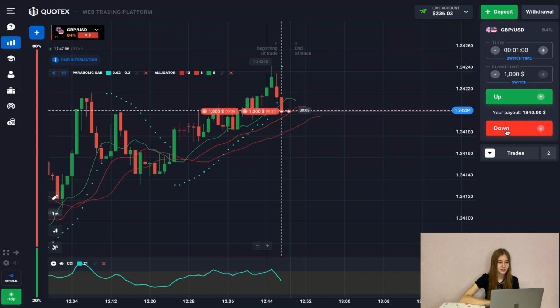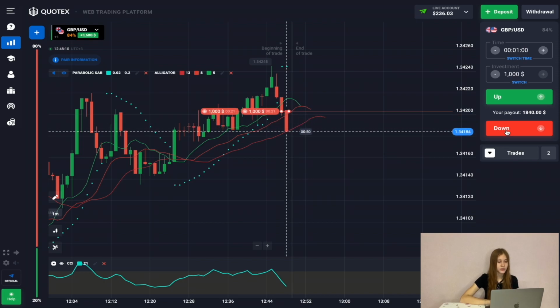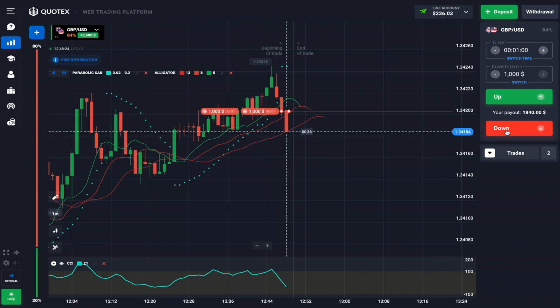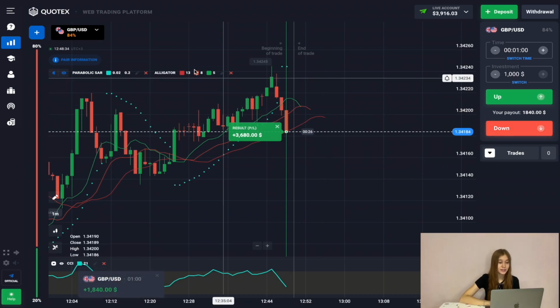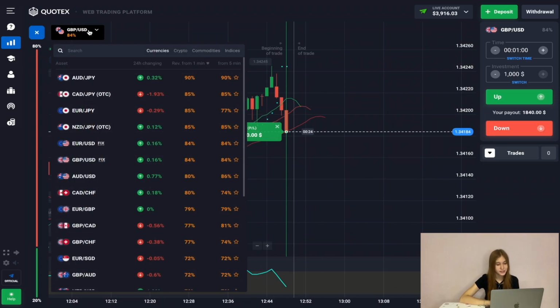Now, as we see, the support line is formed and the resistance line of the moving average. We now have a sideways movement. As we see, they begin to reverse. So as we see, we have a small correction in price. Let's wait until our deal is completed. Great! We successfully close our trades here.